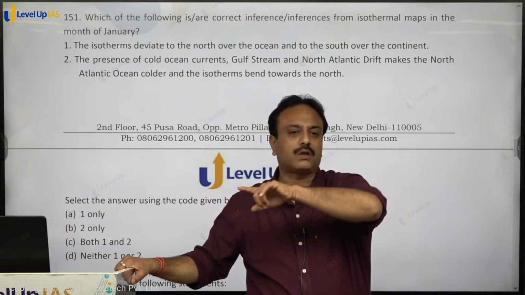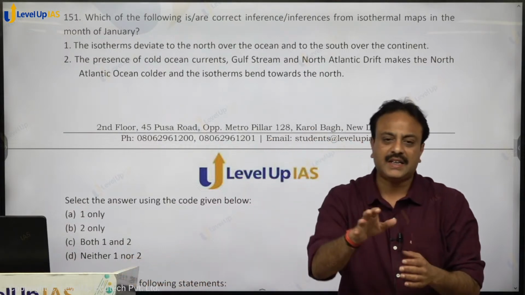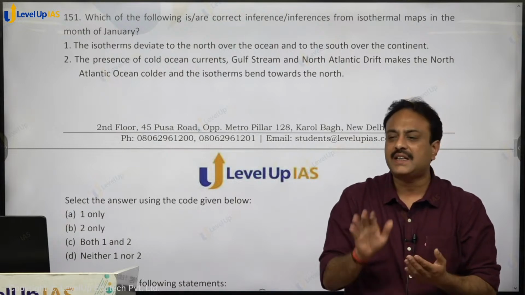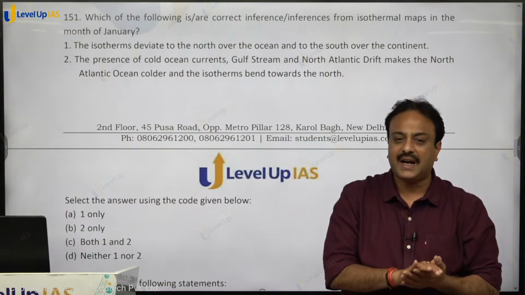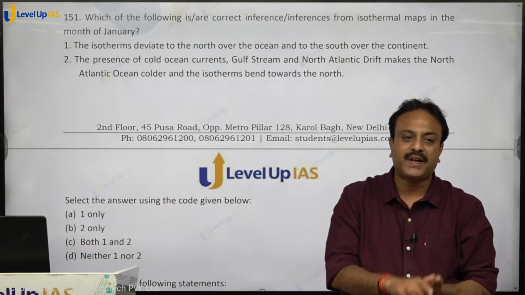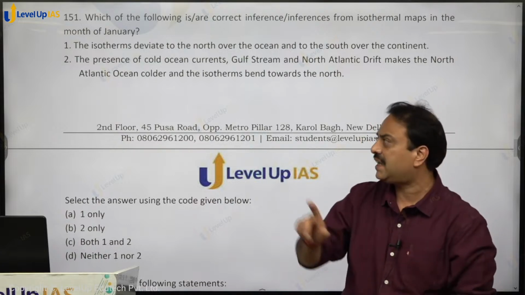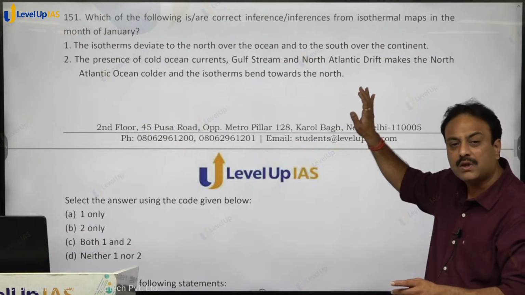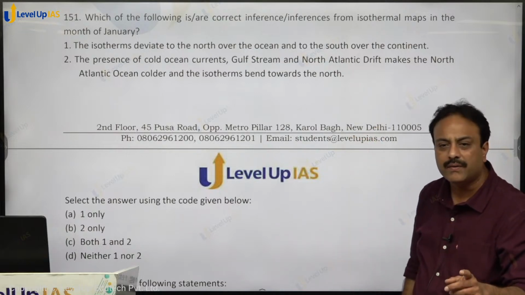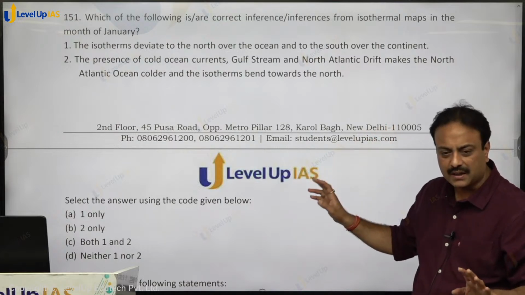if moving towards north. So specifically in case of the Atlantic, the region that was occupied by the 20 degrees Celsius isotherm gets replaced by the 10 degrees Celsius isotherm, and the 10 degrees Celsius isotherm has its projection as if it is moving towards north in the Atlantic, which is written in this format as isotherms deviate to the north over the oceans and to the south over the continents in the month of January. Are you getting that? So this statement is absolutely correct.